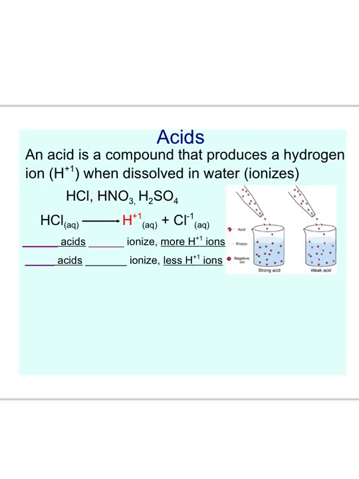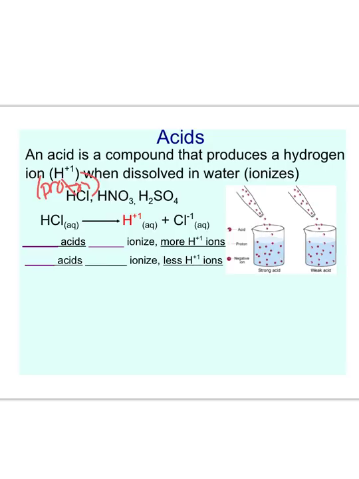So an acid is a compound that produces a hydrogen ion, basically just a proton, when it's dissolved into water. Some very common ones: HCl, that's the bottle that I showed you, also known as hydrochloric acid. Then you have HNO3, and H2SO4, which is known as sulfuric acid. You don't need to memorize those names or anything.